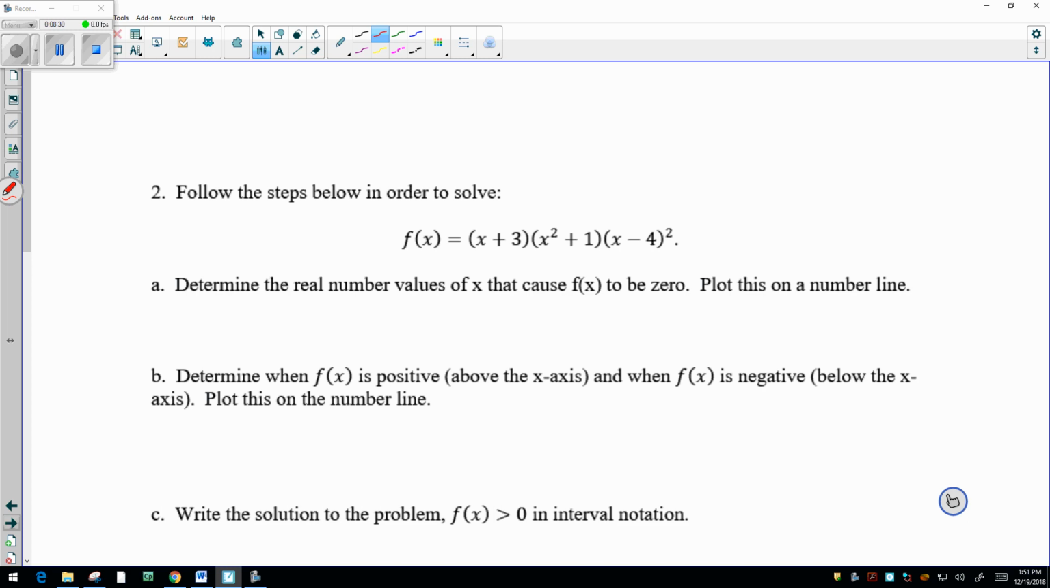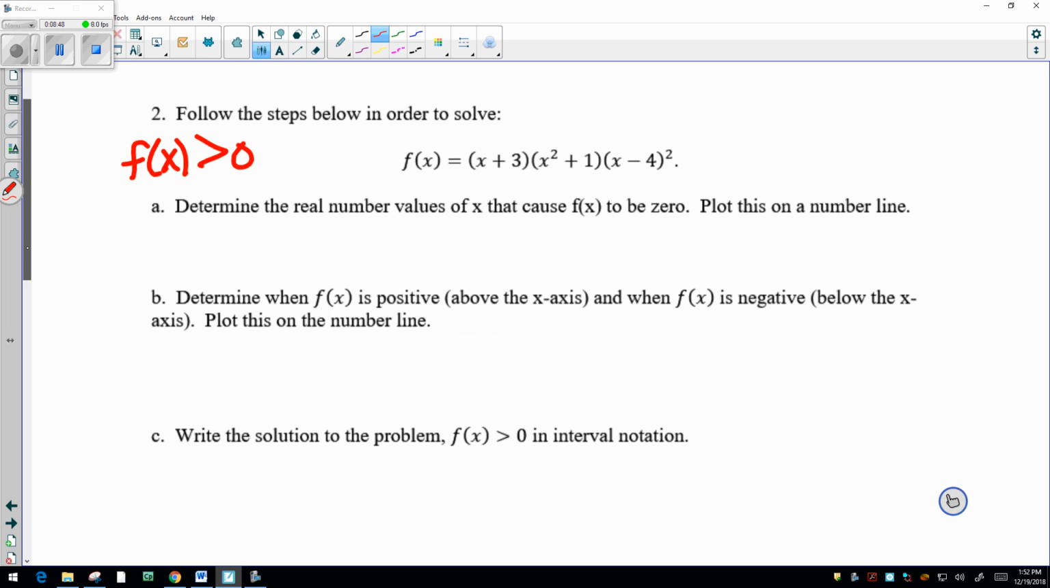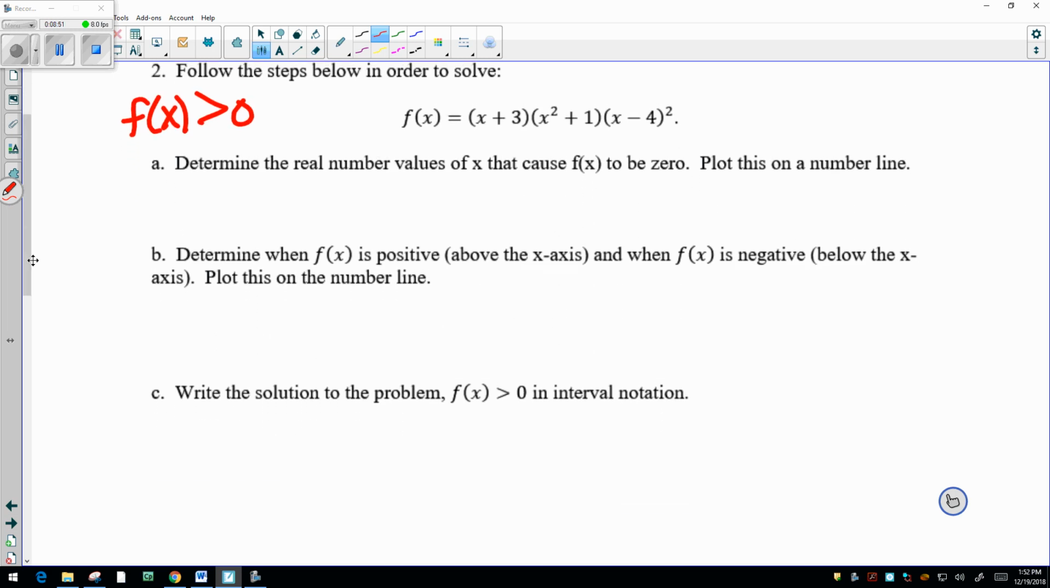Okay, so on the back, here's our function. If we look at C, we're trying to solve for this function to be greater than 0. That's our goal here. So we're going to follow these steps to help chart this out and see where this function is going to be greater than 0. Step number 1, we want to determine the real number values that cause it to be 0. In other words, in this case, set each of the factors equal to 0 and solve. So if I set x plus 3 equal to 0, that tells me I could have a 0 at negative 3.